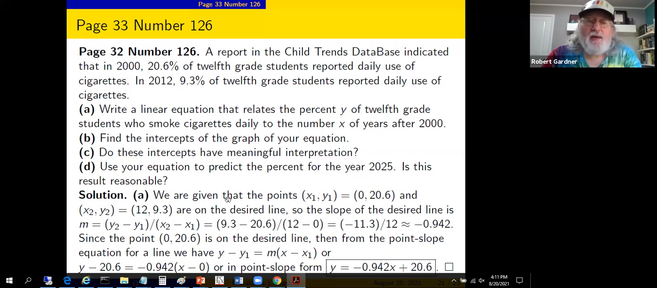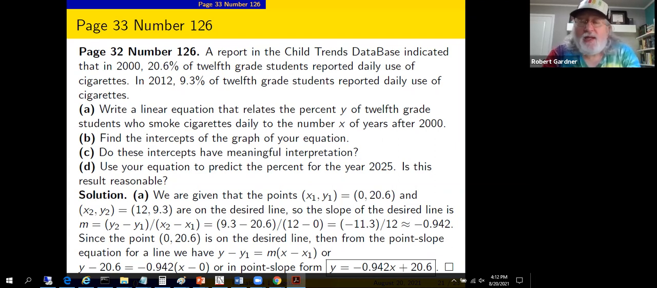So the slope of the desired line is change in Y over change in X. Say 9.3 minus 20.6, change in Y over corresponding change in X, 12 minus 0. Simplify, we get negative 11.3 over 12, which I don't like approximating, but that's the intent of this question. Negative 11.3 over 12 to 3 decimal places is negative 0.942 approximately.